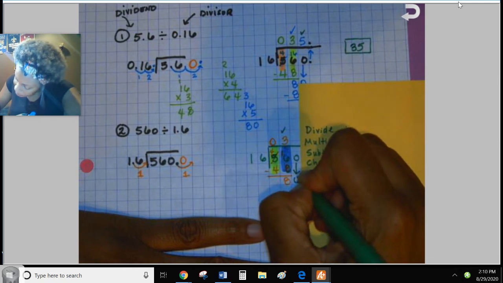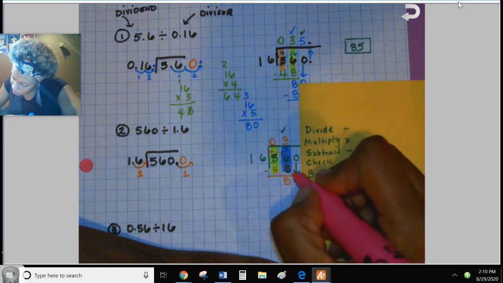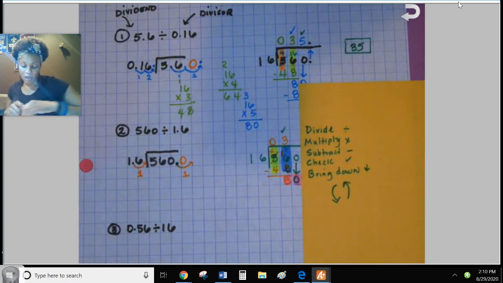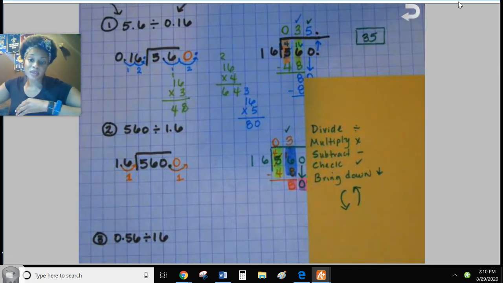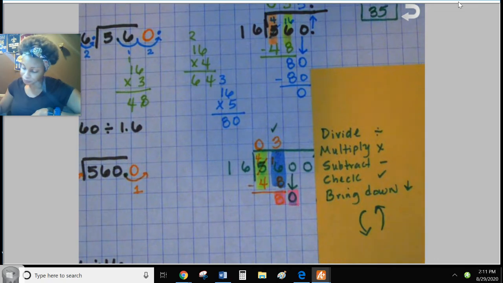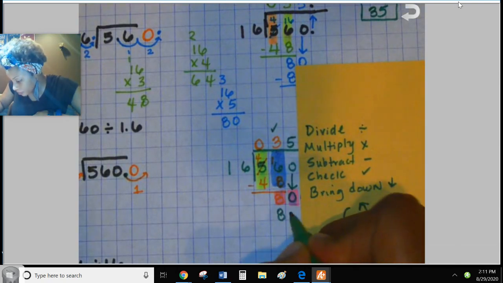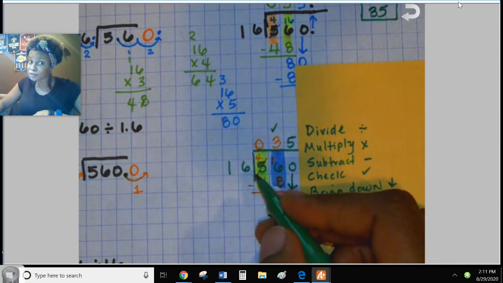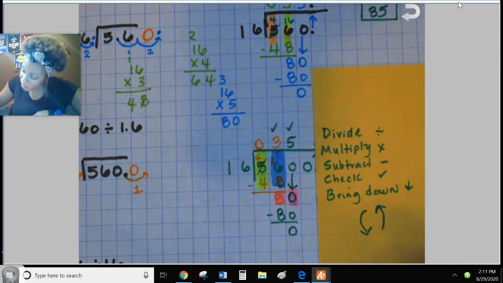Bring down my 0. So now I'm going to highlight this so that you can see how my quotient numbers are lining up with the digits that I'm highlighting. Okay. So now how many times will 16 go into 80? Again, from our last time, we know that the answer is 5, right? So we're going to put our 5 here. 5 times 16 gives me 80. I subtract, I get 0. Remember to check. Is 0 less than 16? Sure it is. So I check off my 5. Slide my paper over.